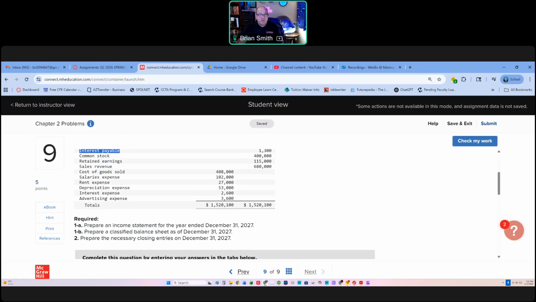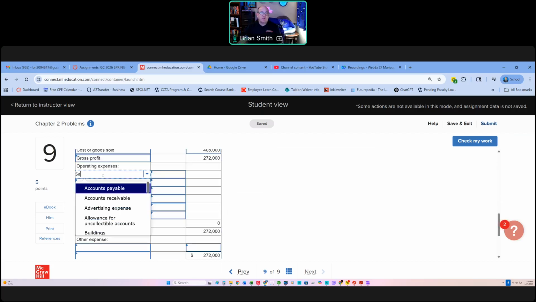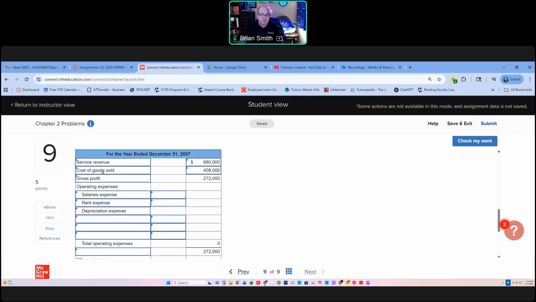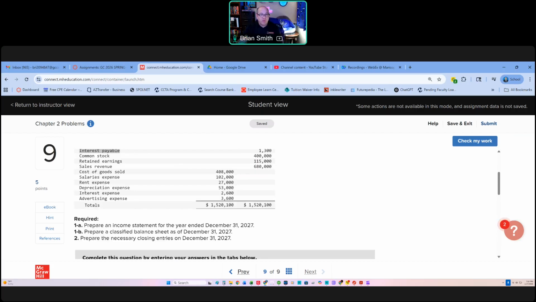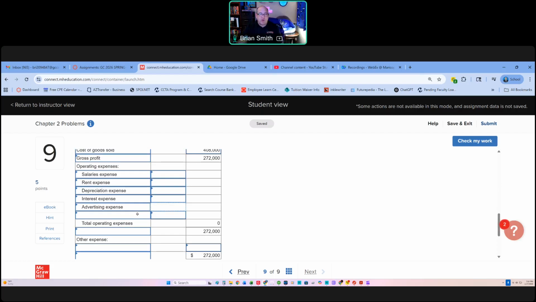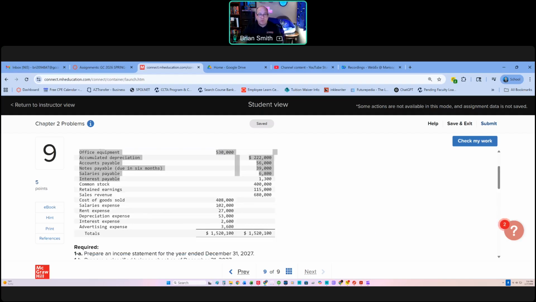We have salaries, rent. Let's just do that. Salaries, rent, depreciation. Remember, it's depreciation expense, not accumulated depreciation. Interest and advertising. And look at that. They left us a little spot here. Okay, so don't get blown off by that or thrown off by this. They do that on purpose. I want to make sure you know it.